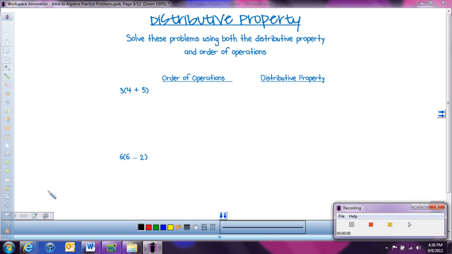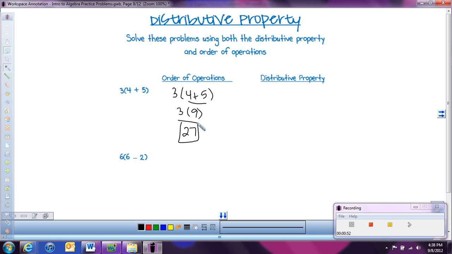So first of all, we're going to solve this problem using order of operations so that we know what answer we need to end up with. When we're working with order of operations, we know that we do what's in the parentheses first. So I'm just going to rewrite this over here under the order of operations section. First I'm going to work with what's in the parentheses. So 4 plus 5 is 9, and I still have times 3. 9 times 3 is 27. So we know we should end up with an answer of 27.